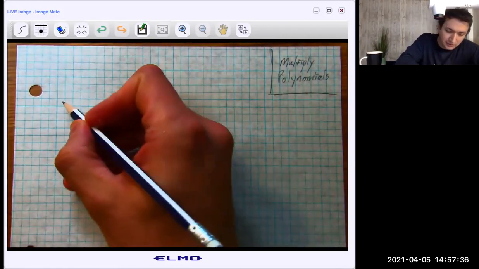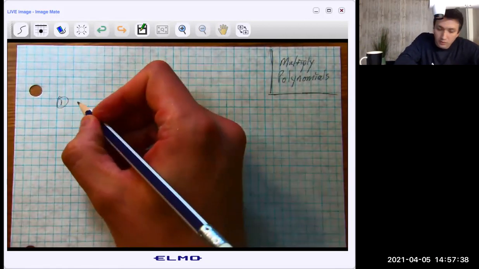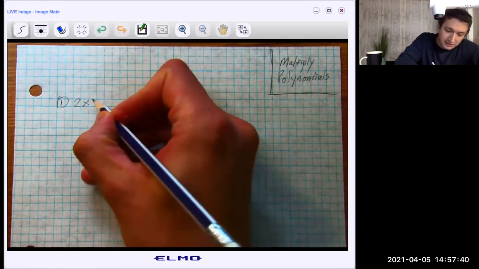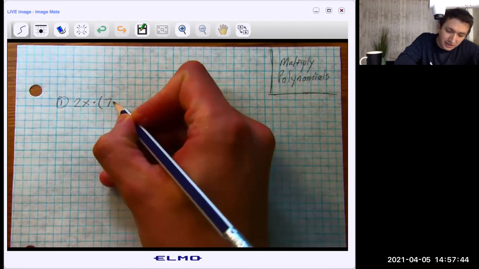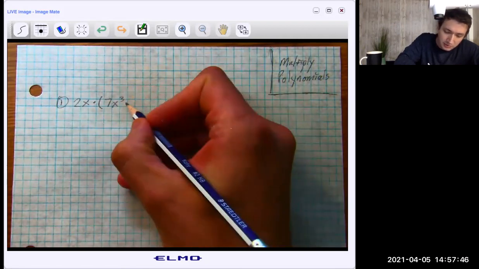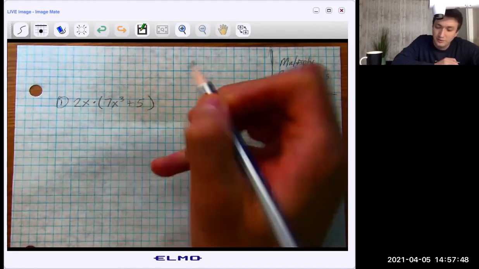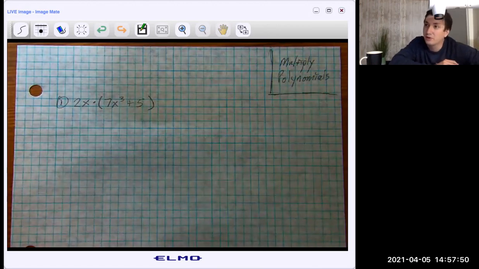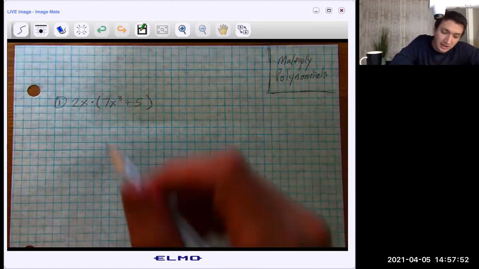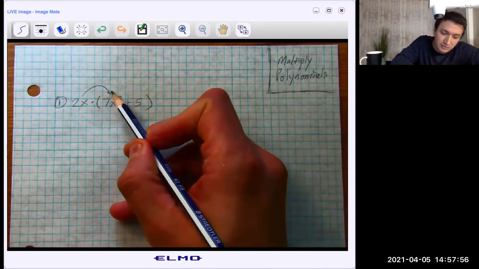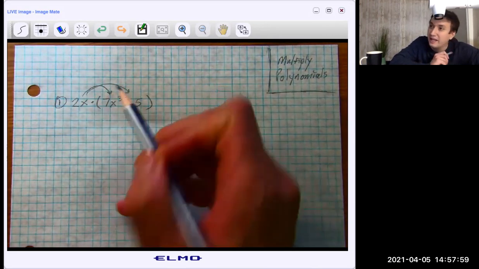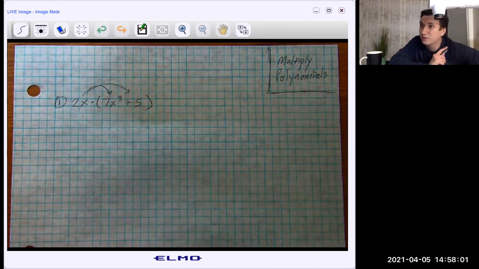Let's say we had, we'll call this problem 1. We had 2x times, in parentheses, 7x cubed plus 5. So this is actually a multiplying polynomials problem, but we've done ones like this before. This 2x is going to be distributed to both terms in here. And to do that, we need to rely on some of those exponent laws that we've learned about last unit.